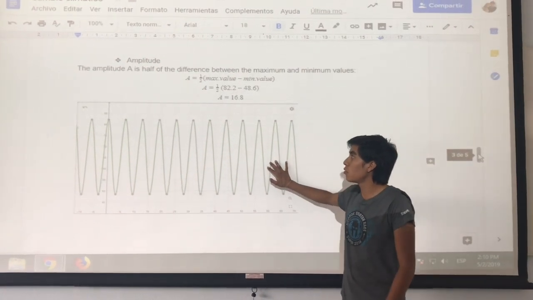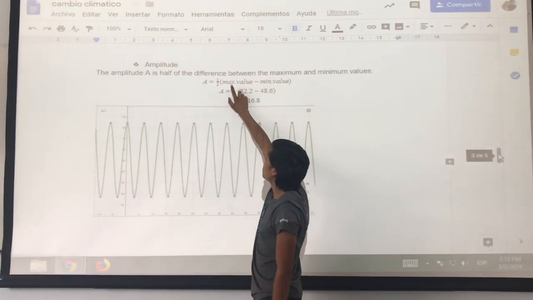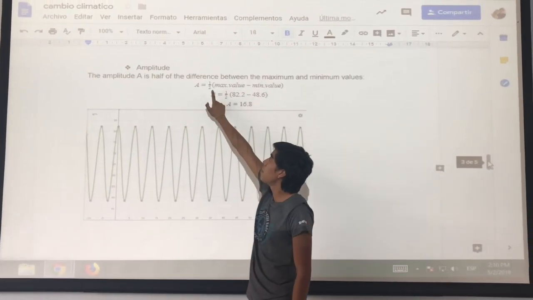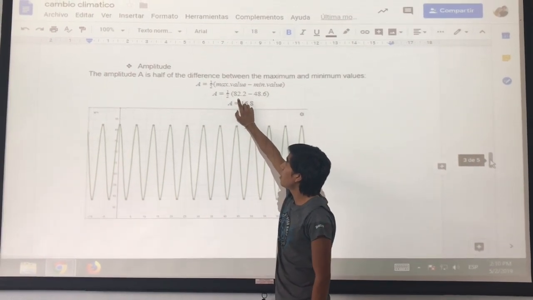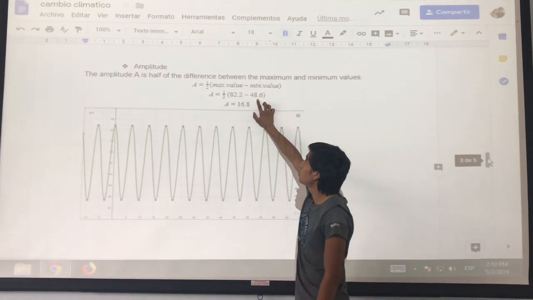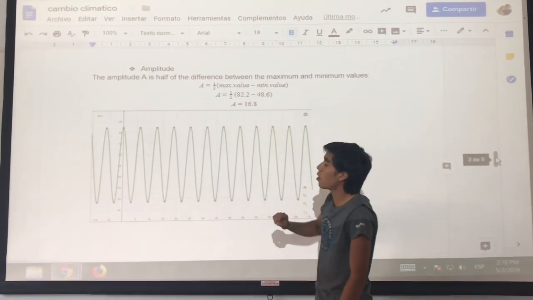The second value that we got was the amplitude, that is the maximum value minus the minimum value divided by 2. In this case, the maximum value was 82.2 and the minimum value was 48.6, and the amplitude is 16.8.